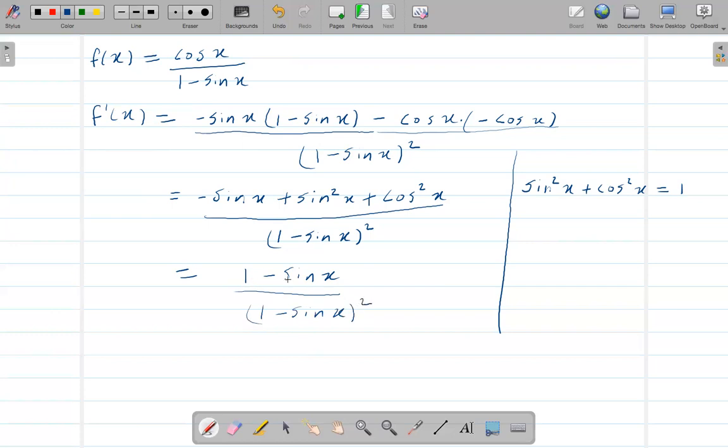Now we have 1 minus sine x on the top and 1 minus sine x squared on the bottom. That means I can simply cancel, because the square is 1 minus sine x times 1 minus sine x. Just cancel one of those terms. So it will be just 1 over 1 minus sine x. That's the final answer, the f prime of x.